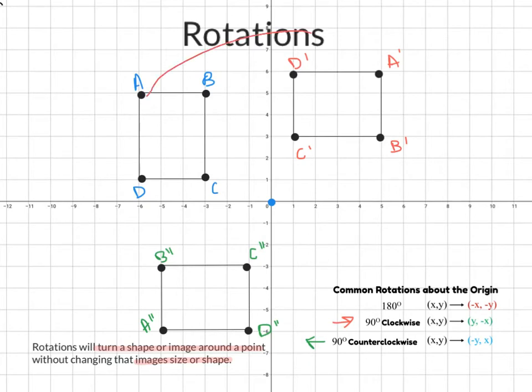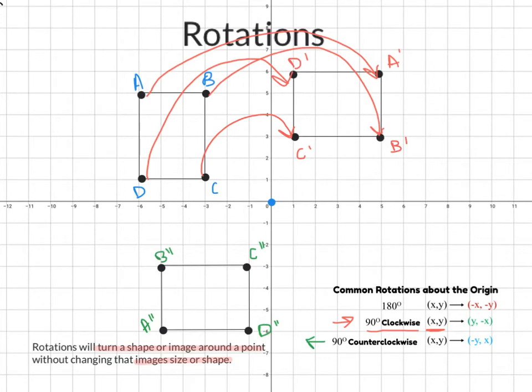A to A prime, B to B prime, C to C prime, D, draw it up and over here, to D prime. They're all rotating clockwise. So I have a 90-degree clockwise rotation, which means all of my x and y values switch with one another so that y now goes first and x goes second. But remember that the x value is going to be negative now.